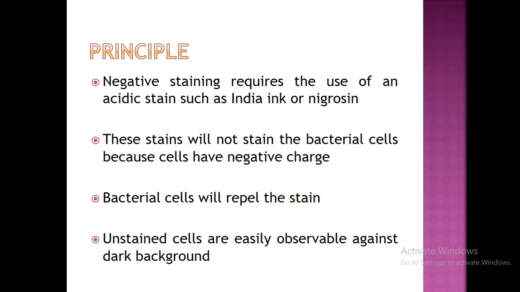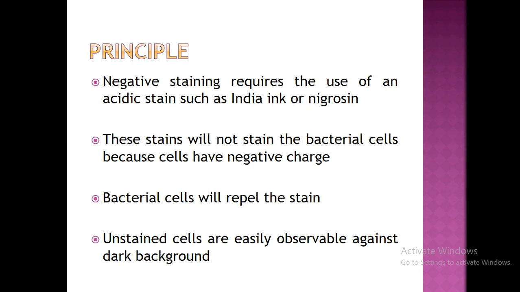So what will happen at the end? The cells will be unstained and are easily observable against a dark background. The cells will be unstained, remember. Therefore, this method is called negative staining.